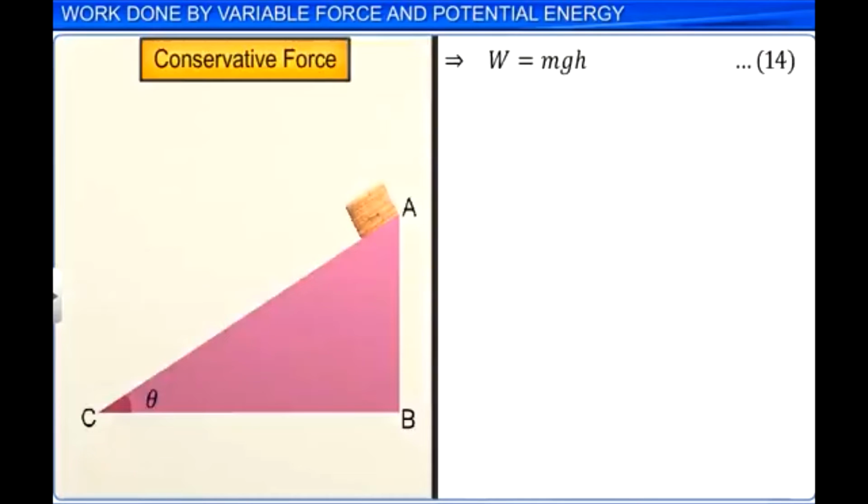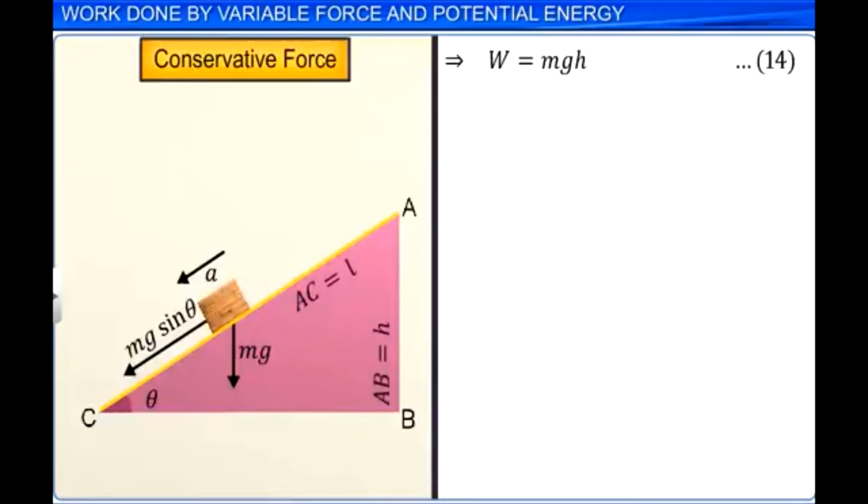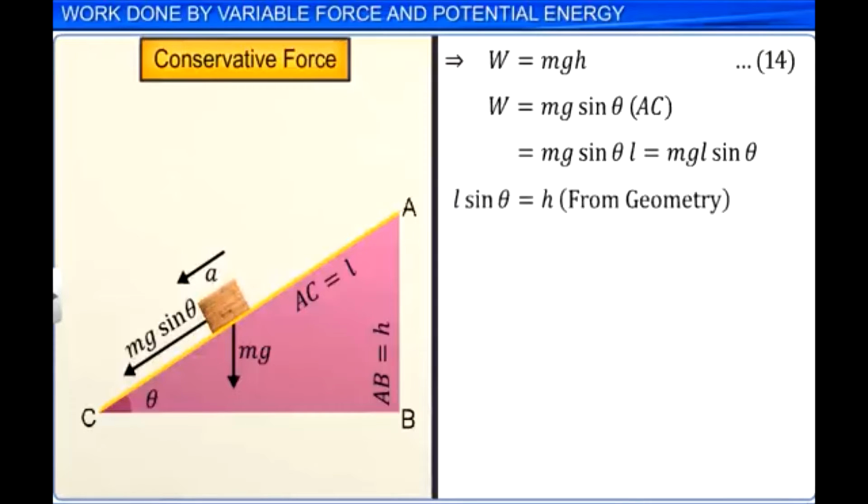When the same box slides down the smooth inclined plane at an inclination of theta with the horizontal, the force acting down along the incline is mg sin theta. The distance travelled by the box is L, and hence the work done by gravity on it is W = mg sin theta × L. On simplifying, we get work done as mgh, as shown in expression 15.